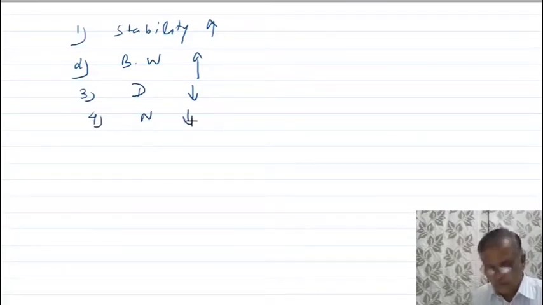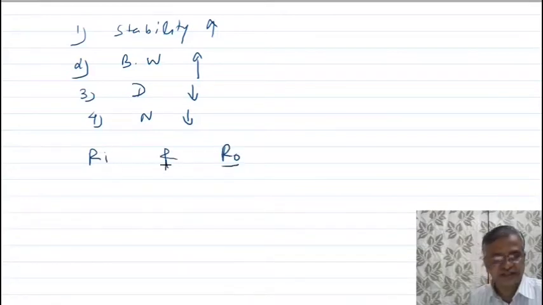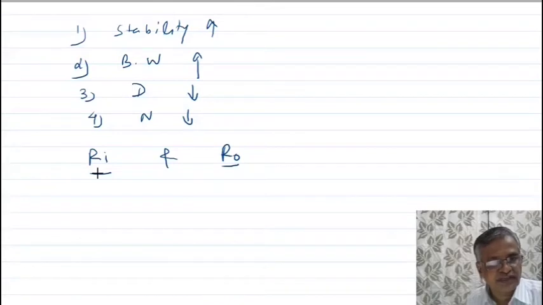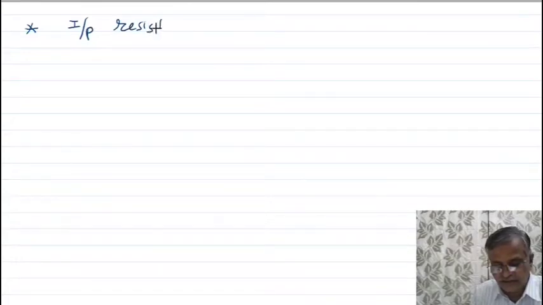Today we will see the effect of the voltage series negative feedback on input resistance and output resistance. In today's lecture, we will see the effect of the voltage series negative feedback on the input resistance of the transistor amplifier and on the output resistance of the transistor amplifier. So let us see the effect of feedback on the input resistance of the transistor amplifier.